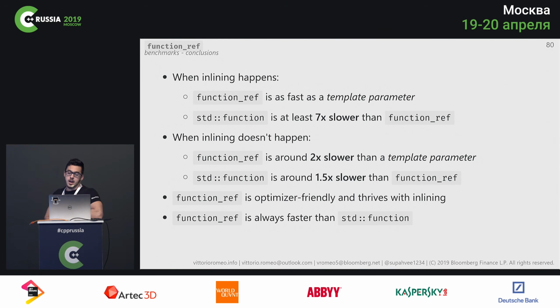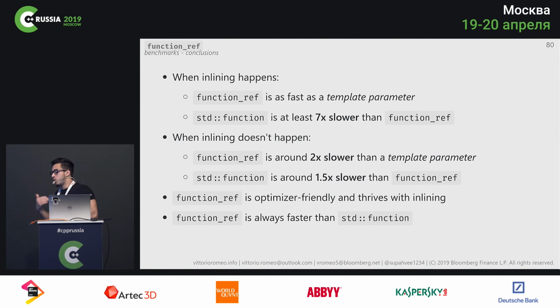When inlining doesn't happen, then function ref is around 2 times slower than template parameter, and std::function is 1.5x slower than function ref. So it's not as dramatic, but there is still a benefit there. The takeaway is that function ref is optimizer friendly and thrives with inlining, and is always faster than std::function independently of your build cases.